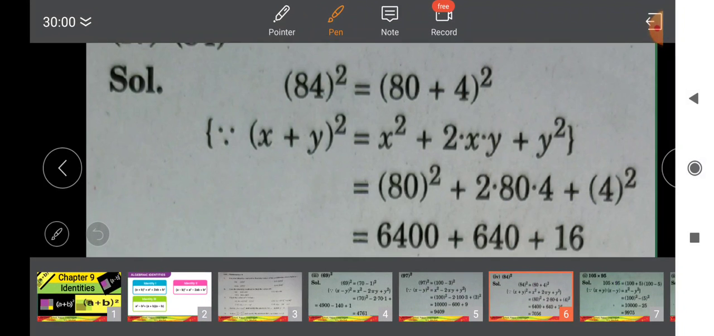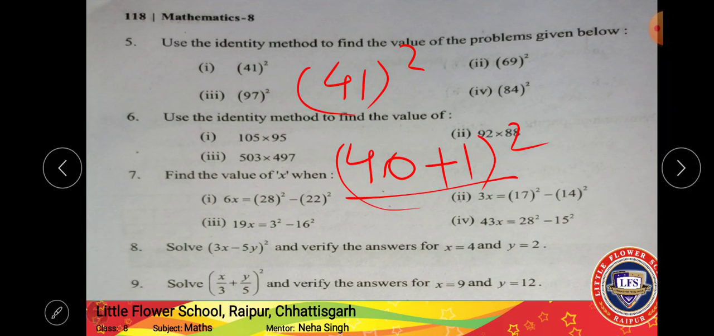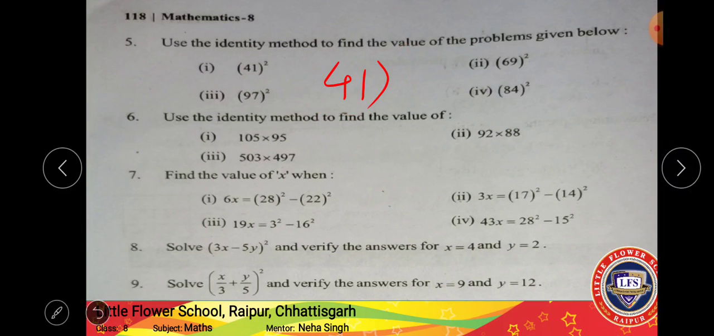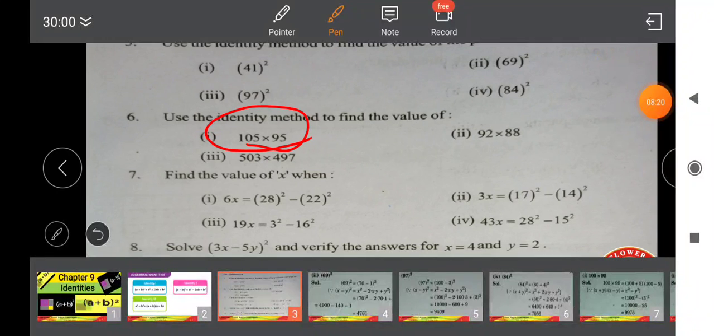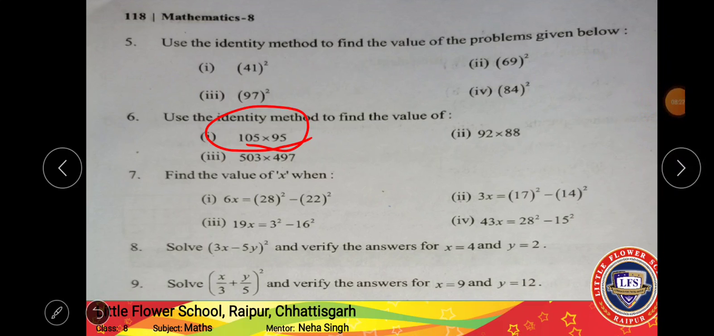Now we will move on to the next question, that is 6th question. Use the identity method to find the value of. Now here also you have to use the identity method. See, this number we can directly multiply, but since the question is saying you have to use identity method, what does it mean? 105 into 95, right? So using identity method you have to solve.